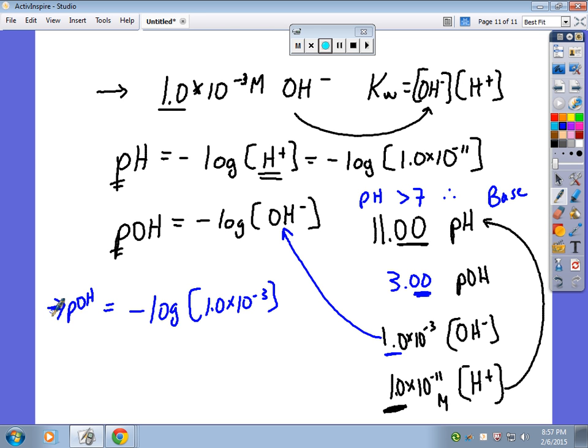Isn't that what happens? Now, let's look at this again. What's here? There's a 1. So I can go ahead and tell you that it's 3. See that right there? All right.